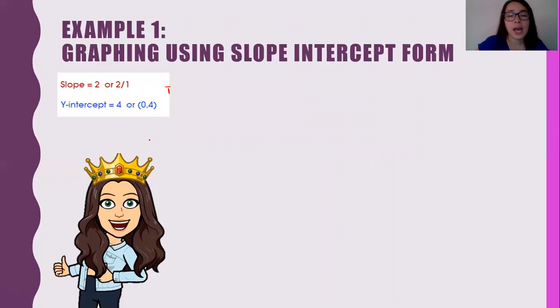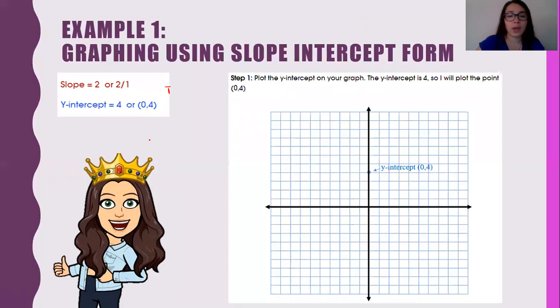So now that we have our first step, which is to identify the slope and the y-intercept, we have our graph. The first step is to plot the y-intercept on your graph. In this case, the y-intercept is 4, so I'm going to plot that. I look at the y-axis. Again, remember this is y, this is x. I look for 4 because that is my y-intercept. So I go from 0, the origin, up to 4. And that's where my y-intercept is.